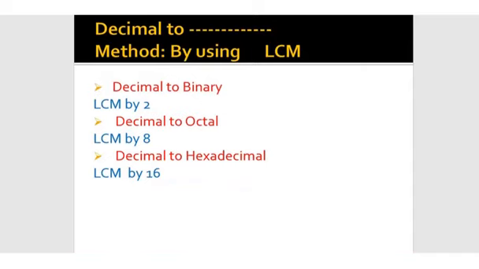So for this tutorial the last one is decimal to hexadecimal, and to convert decimal number to hexadecimal we simply take the LCM of that number by 16 and write the number in the reverse order. So let's have a look at its example also.